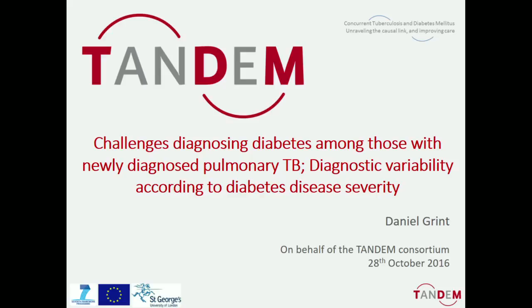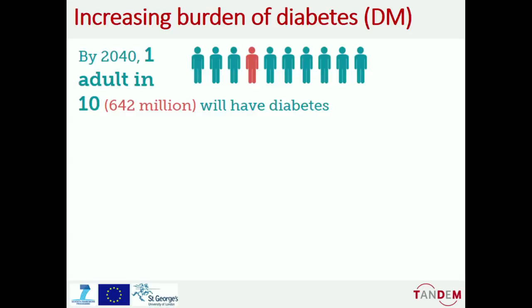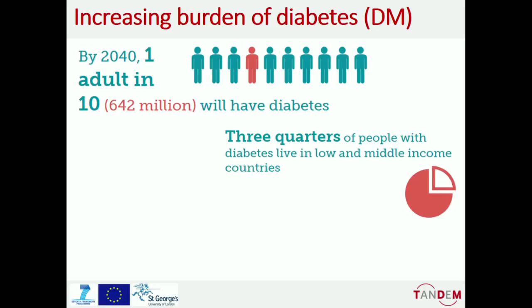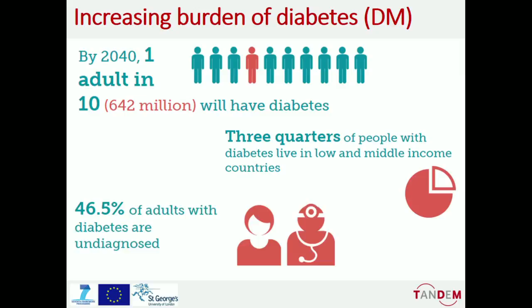Thank you. So I'm Daniel Grant from St George's, University of London. We know from the literature that people with diabetes are approximately three times as likely to get TB. This is among a background of increasing burden of diabetes worldwide. The WHO estimates that by 2040, 1 in 10 adults will have diabetes. We also know that three quarters of people with diabetes now live in lower and middle income settings where TB is often endemic. And importantly, almost half of these adults are unaware of their diabetic status.